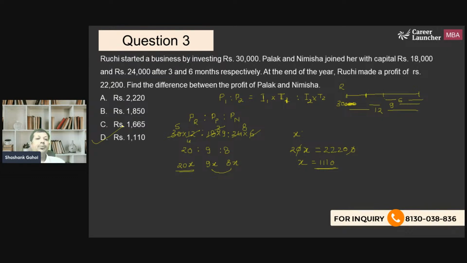So the basic concept of partnership is that the ratio of profit is always equal to the ratio of investment into time is to investment into time. And that is the approach to solve any question of partnership. Unless a specific condition is given, you don't need to worry about it. Directly do investment into time is to investment into time. Chalo. Let's move to question number 4. What does it say?